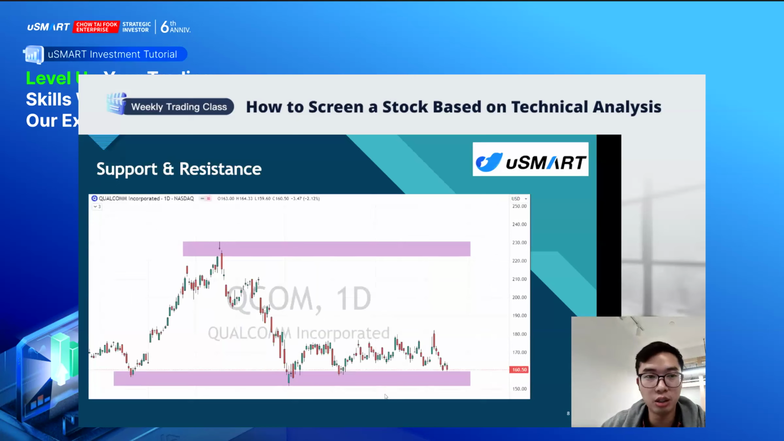All right. So support and resistance is very common. And for those who don't really like to use those trend lines and indicators, y'all can try to trade by using this support and resistance, because resistance is easier.